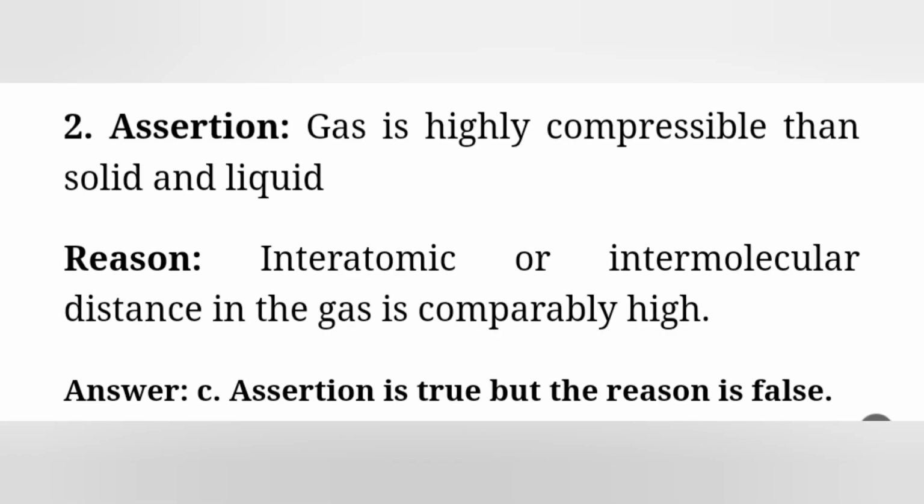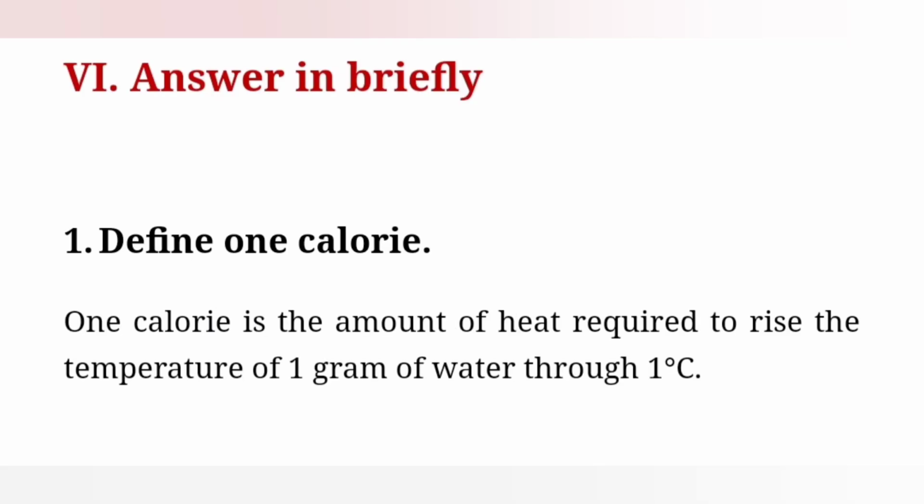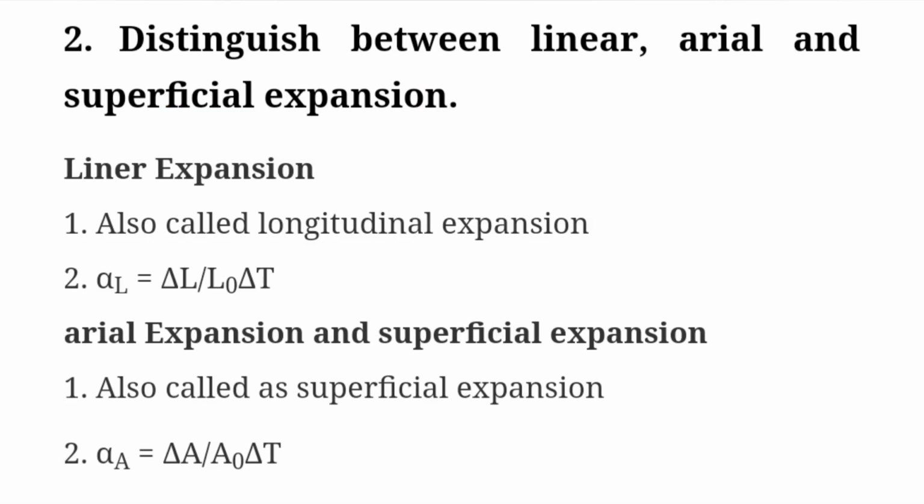Second one, assertion: gas is highly compressible compared to solid and liquid. Reason: interatomic or intermolecular distance in the gas is comparatively high. Answer, option C. Assertion is true but the reason is false. Sixth Roman letter, answer briefly. First one, define 1 calorie. 1 calorie is the amount of heat required to raise the temperature of 1 gram of water through 1 degree Celsius.